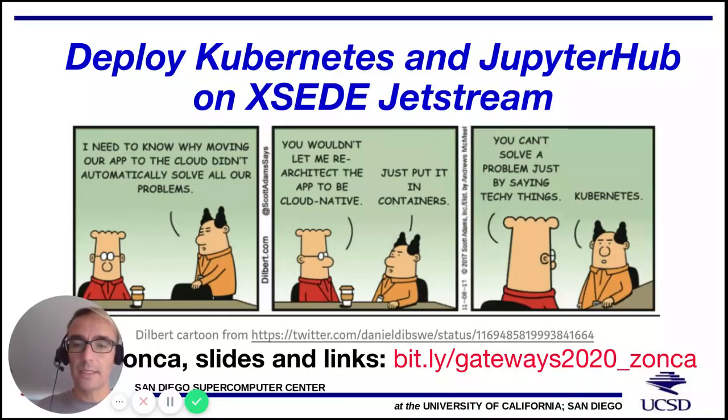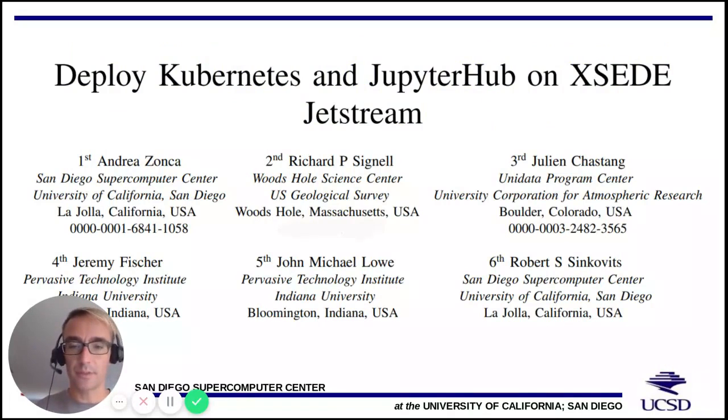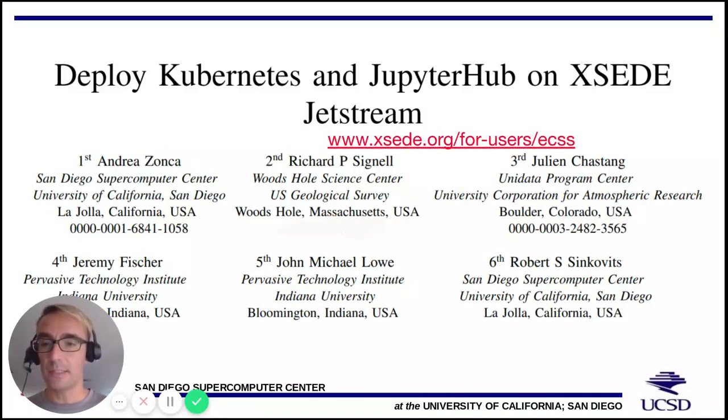This work is a collaboration of different people across many institutions. First of all, of course, me and Bob Sinkovitz at the San Diego Supercomputer Center. And then most of this work originated from ECSS consultations. When you apply for an allocation on an XSEDE supercomputer or cloud resource, in this case, you also get assigned, if you want, a consultant that can help you out. So I started collaborating with Richard Signal and Julius Chastang as part of this collaboration. This brought to this work. And if you want to know more about ECSS, here is the link.